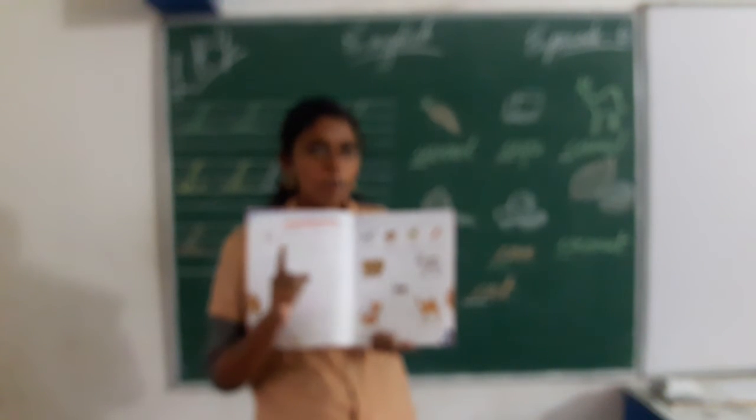ഫസ്റ്റ് വൺ, വാട്ട് ഈസ് ദിസ്? ബിയർ. ദിസ് ഈസ് എ ബിയർ. ബി ഫോർ ബിയർ. അപ്പം ബിയറിന്റെ സ്റ്റാർട്ടിംഗ് ലെറ്റർ ഏതാണ്? ബി. സി അല്ലല്ലോ. അപ്പൊ സർക്കിൾ ഡു നോട്ട് സർക്കിൾ.